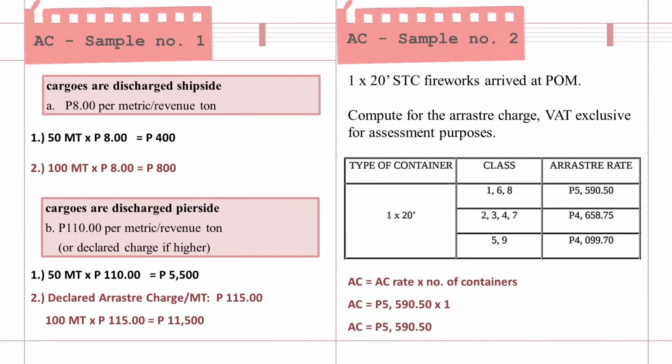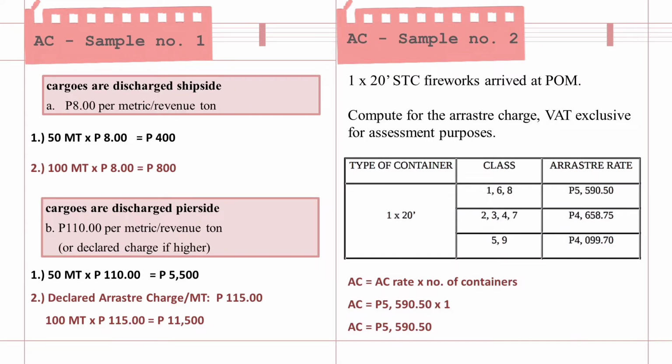Alright, now let's have samples to clearly illustrate the computations. Okay, so A, cargoes are discharged shipside. So it means to say that the assigned arrastre rate is 8 pesos. So if the cargo is 50 metric tons, we would multiply that by the rate of 8 pesos, then we would get the arrastre charge equivalent to 400 pesos. And the same goes with 100 metric tons. Just simply multiply by the rate, and then the equivalent for that is 800 pesos.